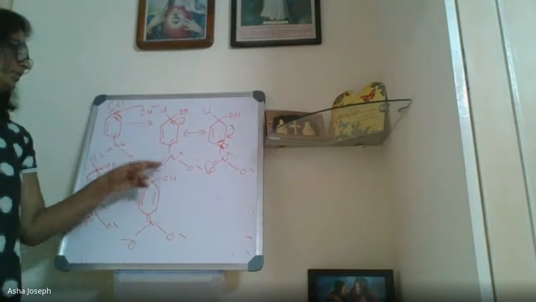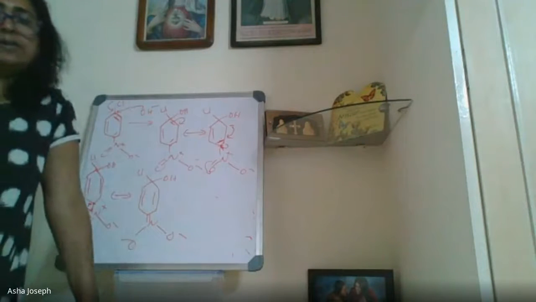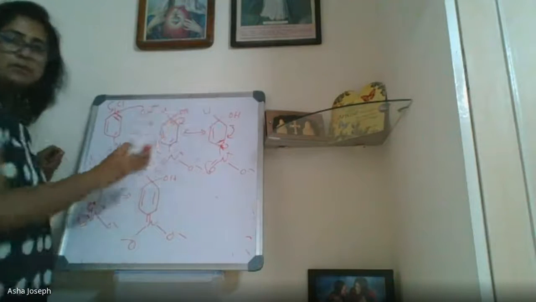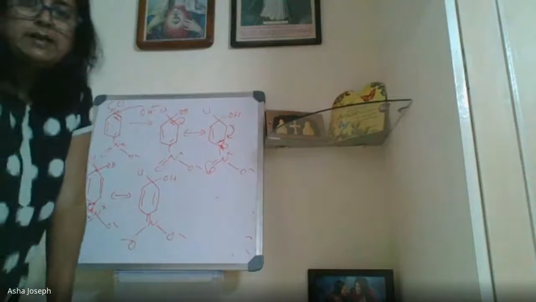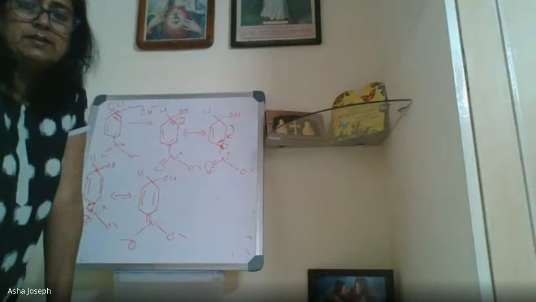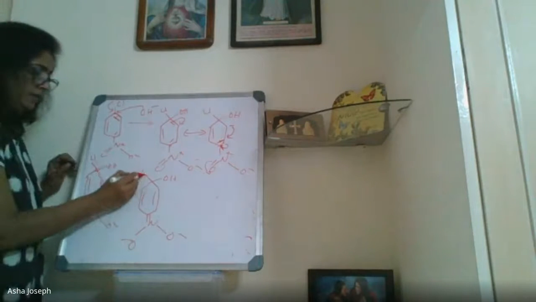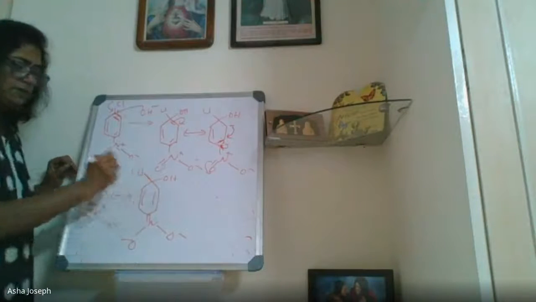When nitro group is in the ortho position also, same way. If nitro is here, then here it will withdraw. Isn't it? Meta it is there. I will show meta. This much clear? And then what happens? This chlorine will leave and the original bond will come.